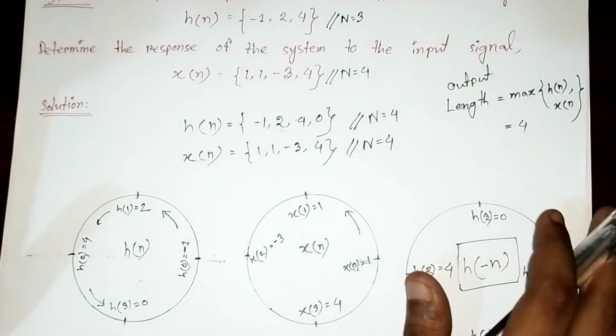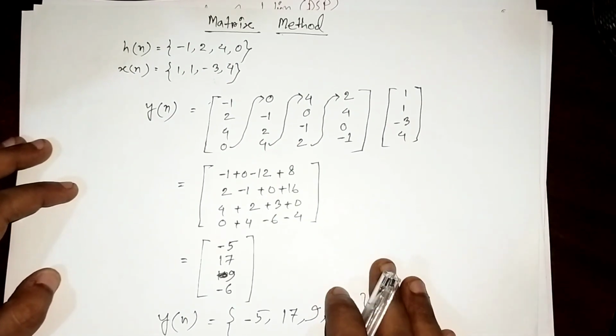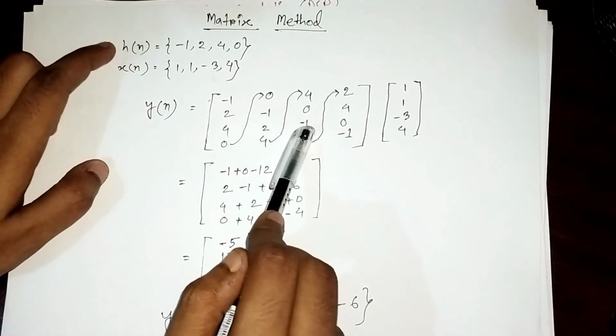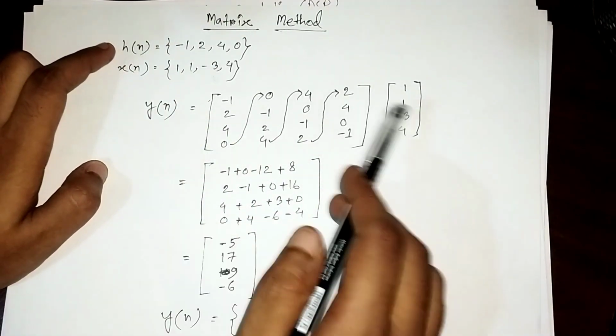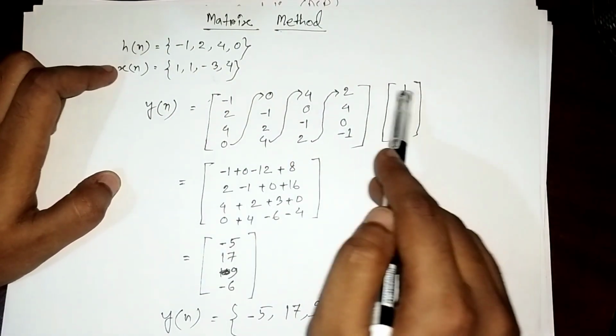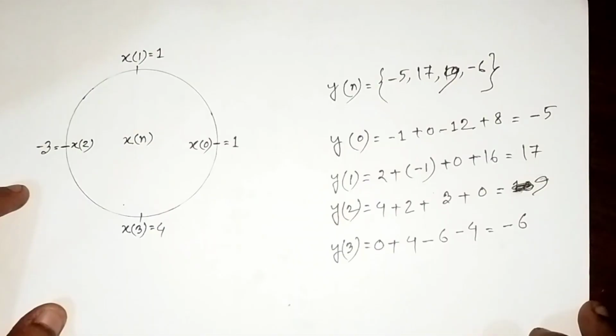So it doesn't matter which one goes first or second, and the same thing goes with the matrix method as well. It doesn't matter if you make a matrix out of h of n and then multiply it with x of n, or if you make a matrix out of x of n and multiply it with the impulse sequence h of n. The result will always be the same.